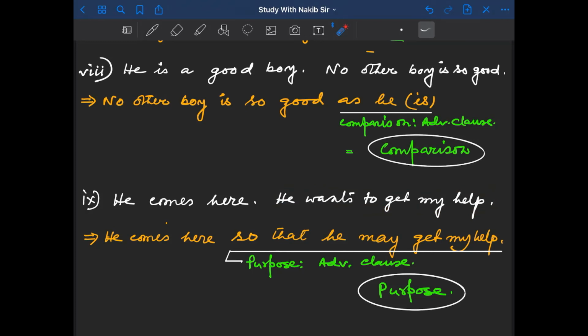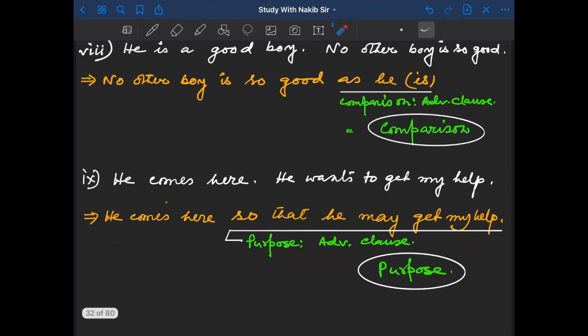And if you write he comes here so that he may get my help, it is also an adverb clause, but it is expressing the purpose. No problem if you write with because. If you combine the sentences with because, that is right. If you combine the sentences with so that, it is also right. So your combined form here is he comes here so that he may get my help. Okay, with this, section C comes to an end. Revise it well again and again before the examination.